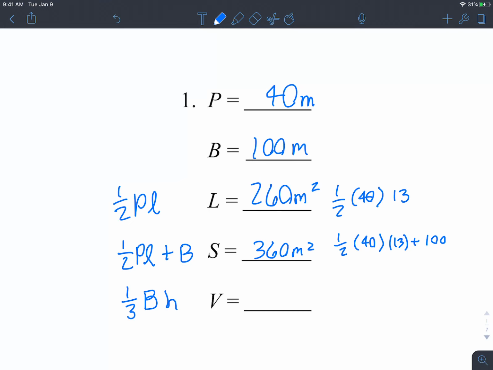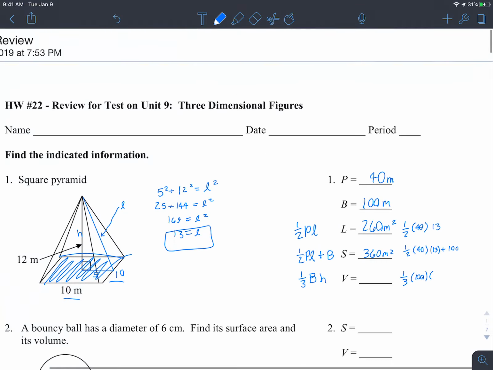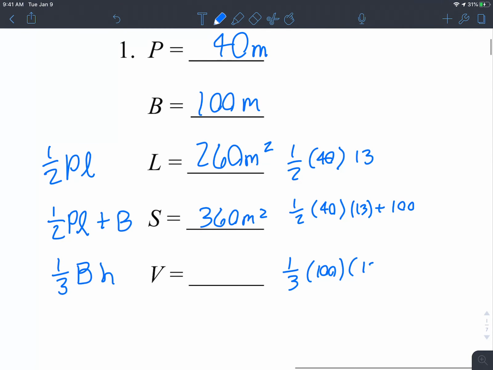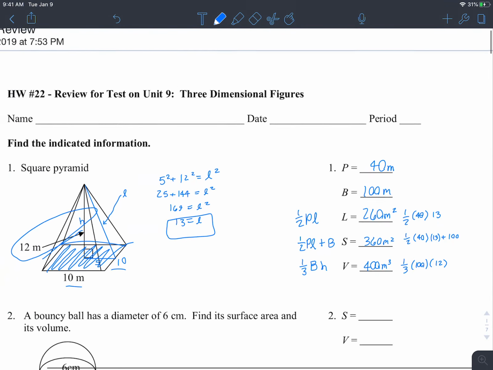And then 1/3 times the area of the base, which is 100, and then times the height, which was 12 in this case. Okay, and then if that were to be on a non-calculator section, I'd do the 1/3 times the 12 first. That would be 4, and then 4 times 100 would be 400. And then we'll write that as 400 meters cubed. Since it is volume, it is a cubic type of unit.